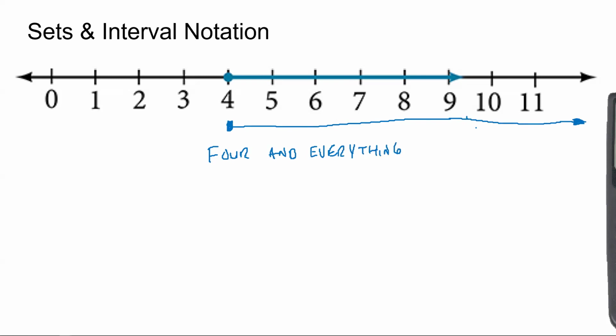So we need a mathematical way to write that and to think about that. If you want to get fancy, we could express it as a set. The set of all numbers that are greater than or equal to 4. That's one way that we want to write it: all numbers greater than or equal to 4.